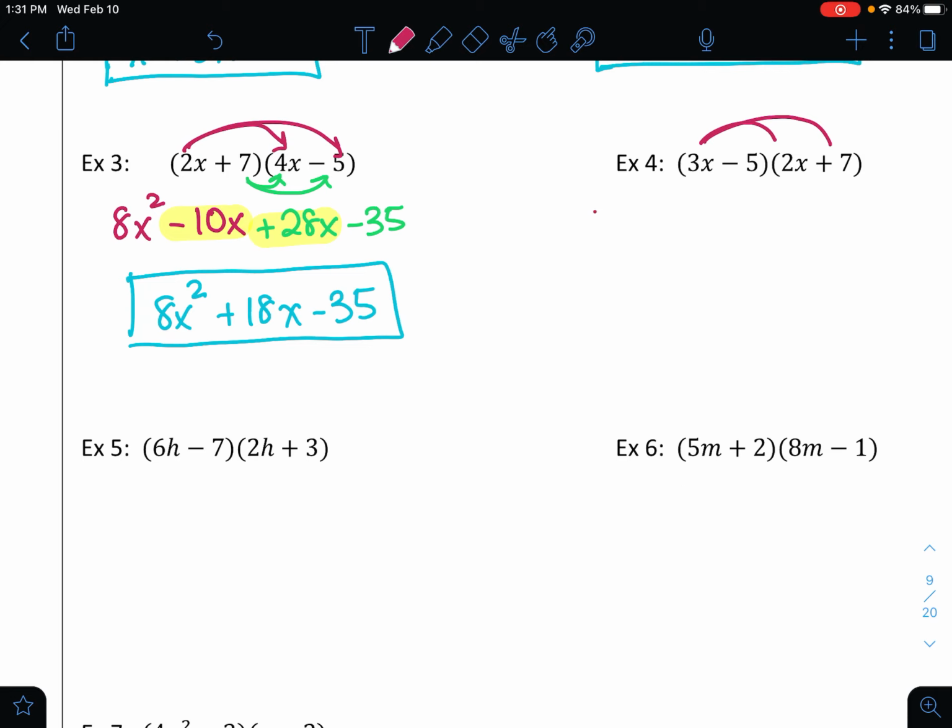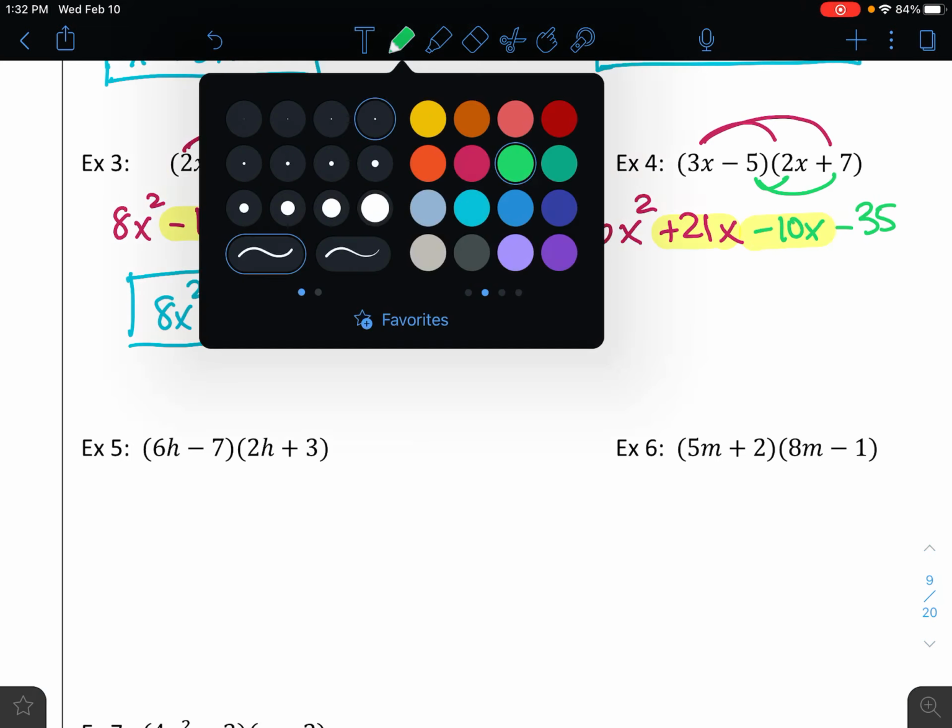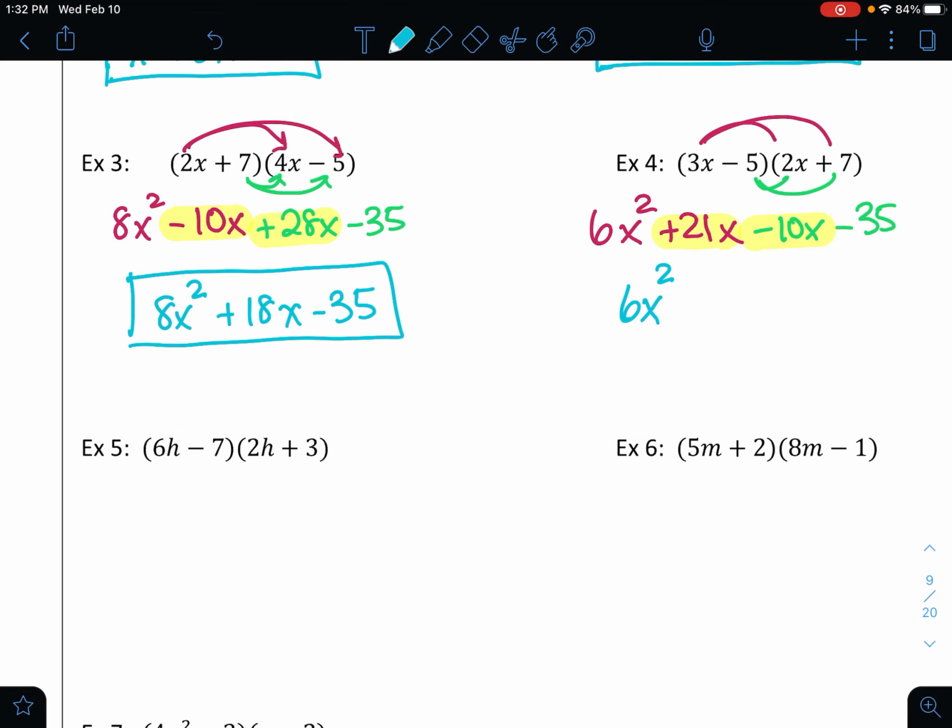Okay, number 4. And I would recommend at first you go ahead and do those arches I'm doing because there are 4 things in the end that you're multiplying, okay? So we want to make sure we don't miss any of those along the way. So my like terms, 99% of the time they're in the middle here, but not always. So I end up here with 6x squared. So 21 minus 10 is 11, so that would be positive 11x minus 35.